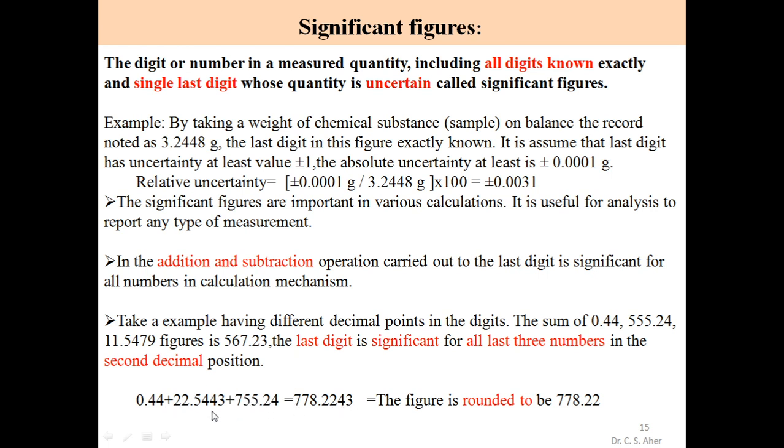Now after addition, the answer is 778.2243. When we round this figure, what do we consider? We consider the least significant figure, which is only 2 places, instead of 4 places. So we round this figure to 2 decimal places. When we round to 2 decimal places, this 4 is less than half, so we neglect that part and round the figure to 778.22. Instead of 4, if we had 6 or 5, then we would round it up to 23.